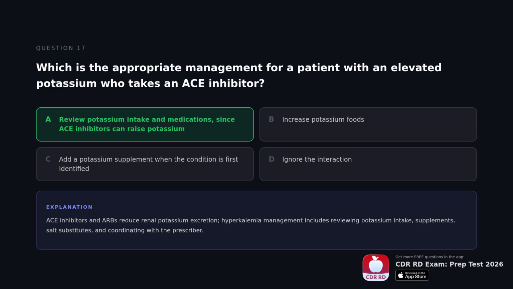The correct answer is review potassium intake and medications since ACE inhibitors can raise potassium. ACE inhibitors and ARBs reduce renal potassium excretion. Hyperkalemia management includes reviewing potassium intake, supplements, salt substitutes, and coordinating with the prescriber.